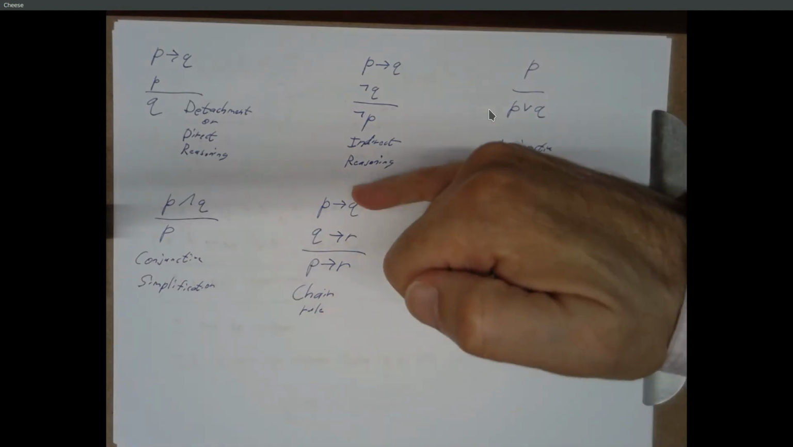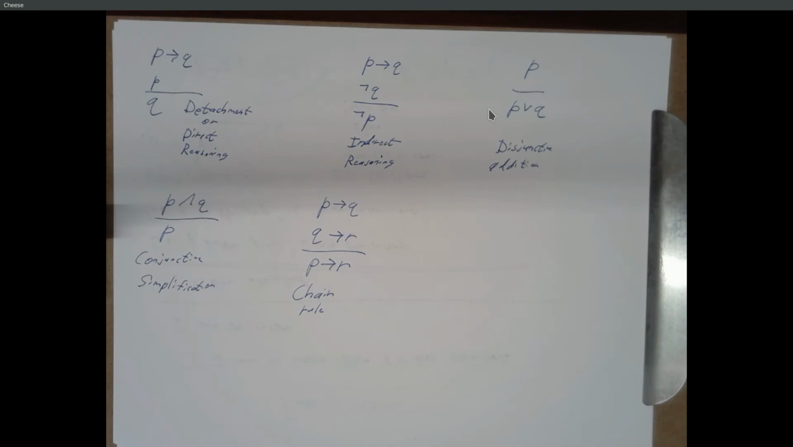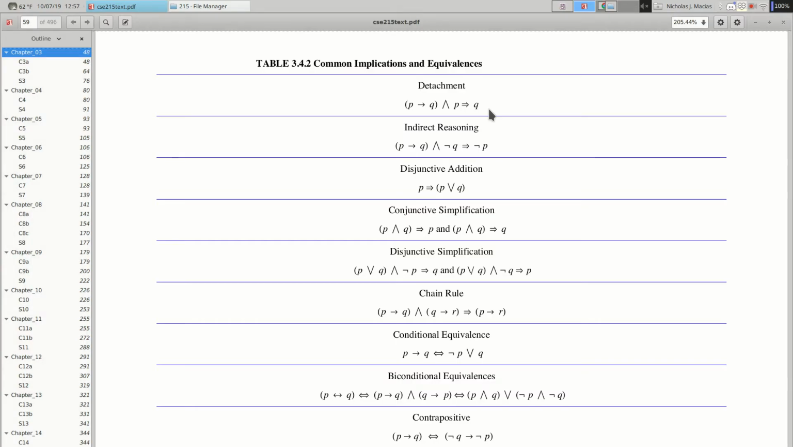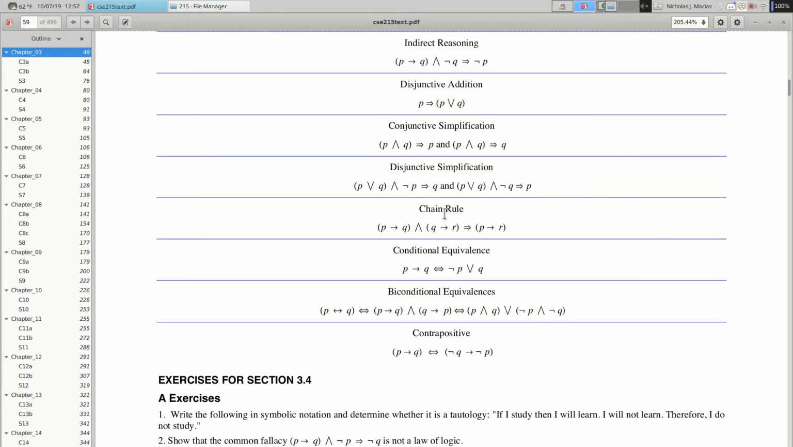And we can extend this out. It could be 25 things. A implies B, B implies C, C implies D, Y implies Z. And then if we're given A, we can conclude Z. I'm not going to write all of these out, but they're in this table, page 59, I believe. So that's a chain rule.